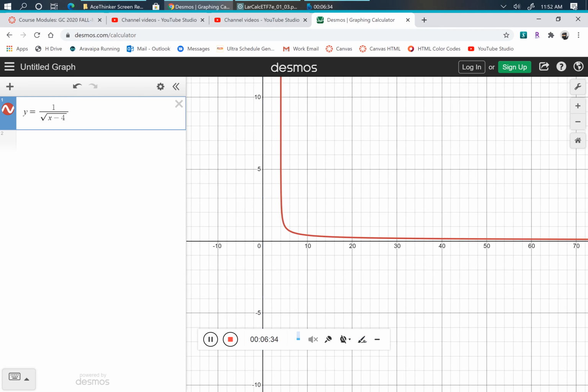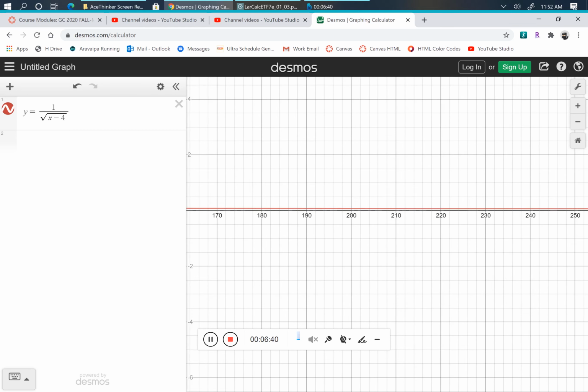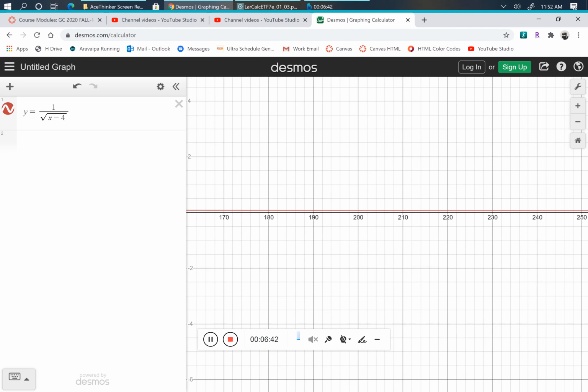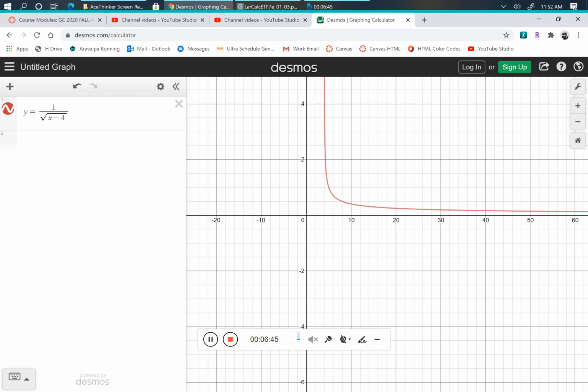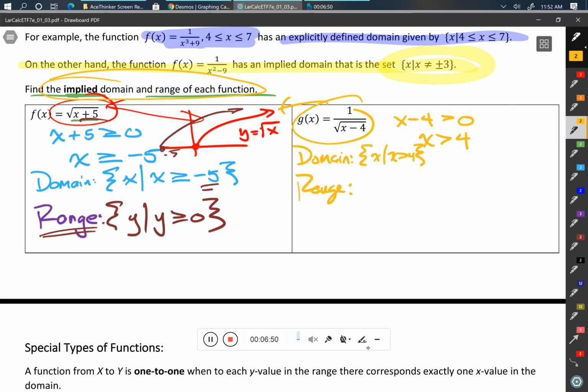And if I zoom in on it, it looks like it has one of those horizontal asymptote things where it's getting closer and closer to 0 as we go out and out. So I'm guessing my range should be the set of all y's such that y is greater than 0. Sounds good to me. So in the first example, I was able to figure it out logically using some information I know about roots. But in the second one, no idea what that looks like, so I'll graph it and take a look at the picture.